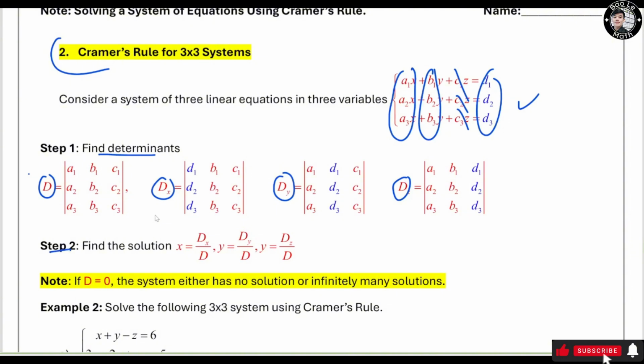Step number 2, we're going to find the solution. x equals Dx over D, y equals Dy over D, and z equals Dz over D.